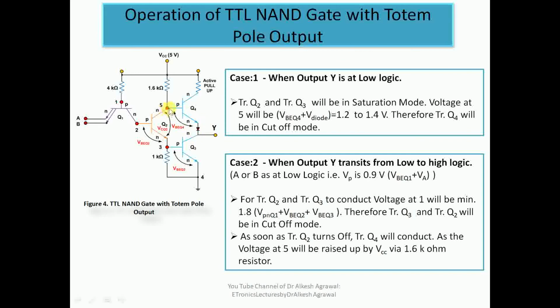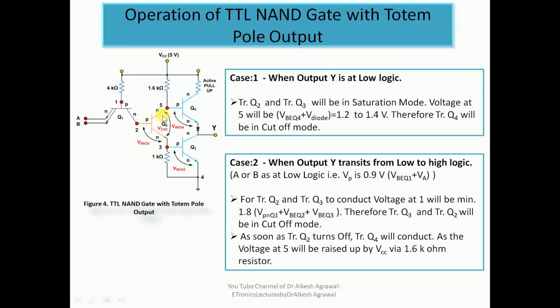Okay, but the potential at this point is how much? Because this transistor and this transistor are on, it is VCE of Q2 (0.2) plus VBE of Q2 (0.7), so 0.9 volt. So the potential at this point is not sufficient to drive this transistor on and make the diode conduct. So Q4 will be in cutoff mode, Q2 and Q3 will be on, and the output will be pulled down to ground.